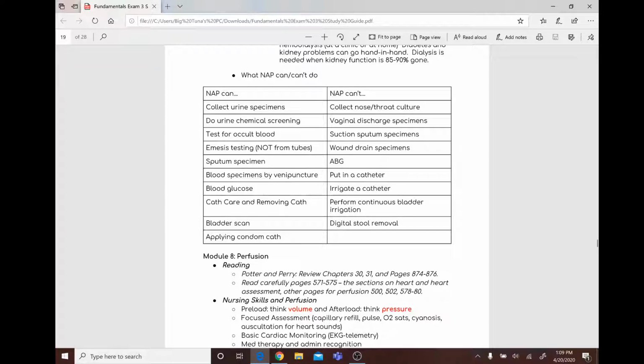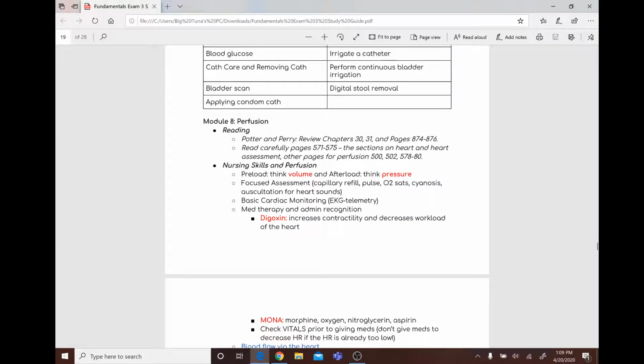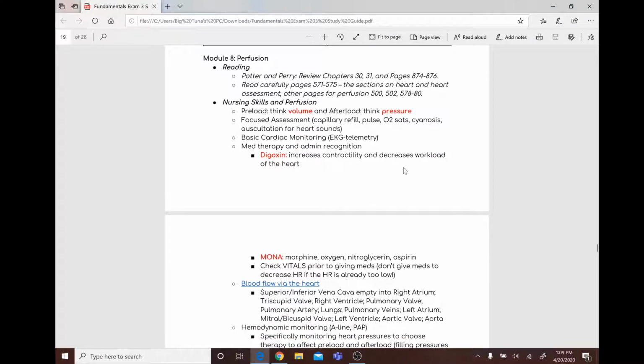Collect nose, throat culture, vaginal discharge specimens, suction sputum specimens, wound drain specimens, ABG, put in a cath, irrigate a cath, perform continuous bladder irrigation, digital stool remover. All right, what is preload? Volume. What is afterload? Pressure.